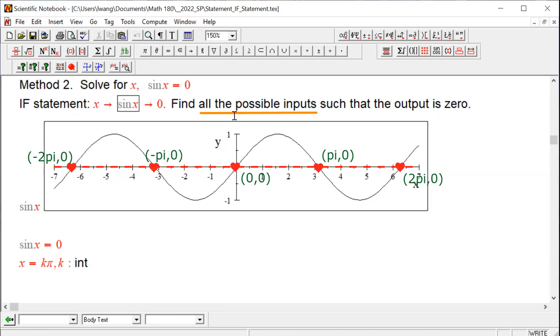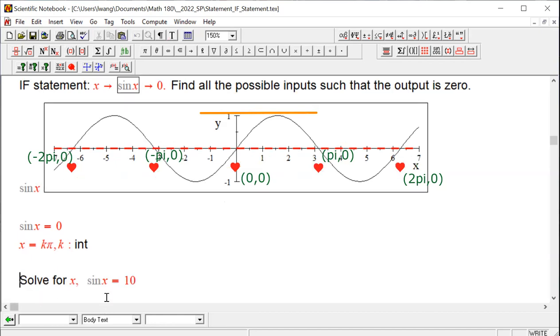And you can see the second method. And next, do you think you're ready to solve for sine x equals 10? Are you? You may pause, or you already know the answer. Unfortunately, when I'm recording this, I would not be able to hear you, but I'm sure you already know the answer. What is the answer?